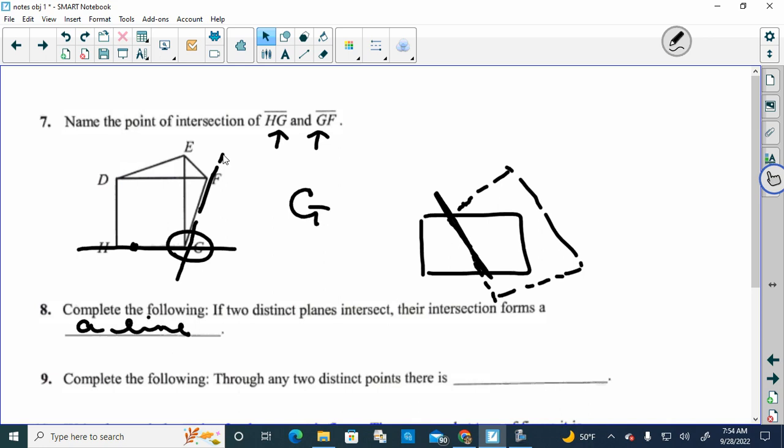Okay, the next one, through any two distinct points, there is a... If I were to draw two distinct points, you could draw a line. It could be a line or a segment, actually. Either one of those would work, but it takes 2 points to connect.